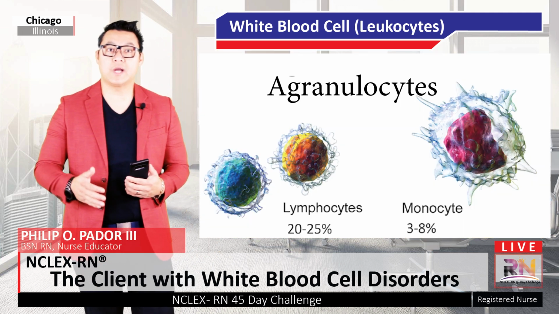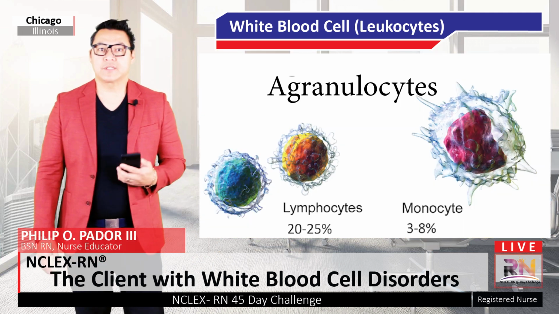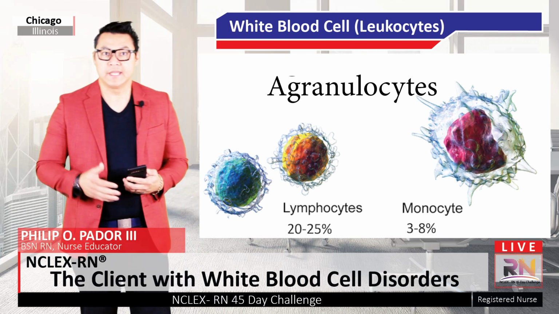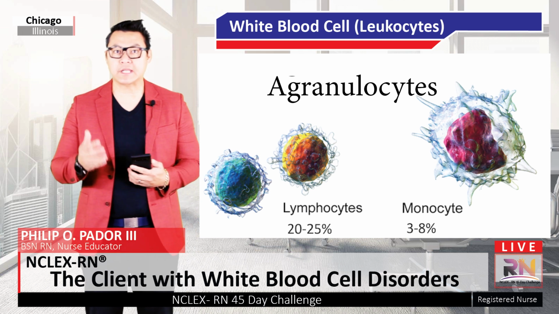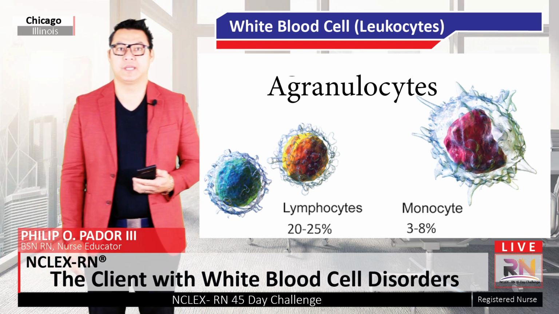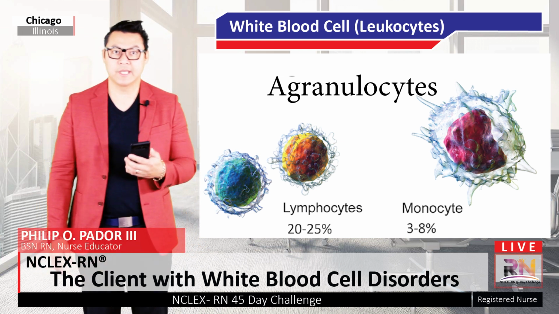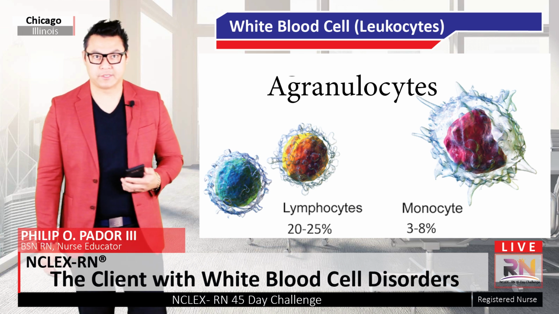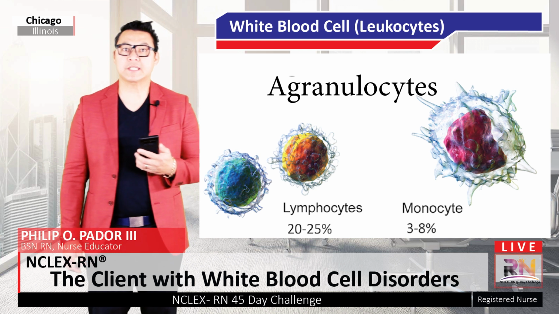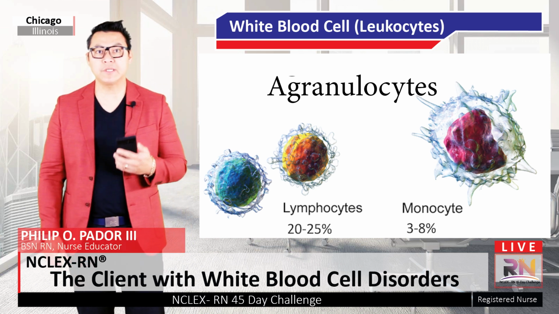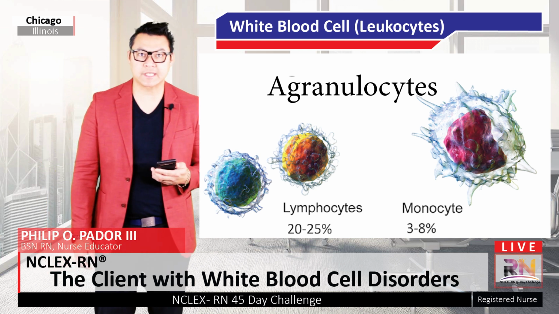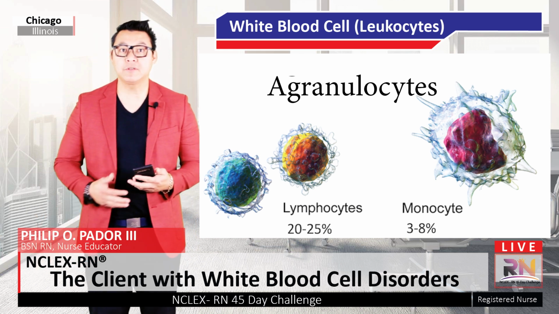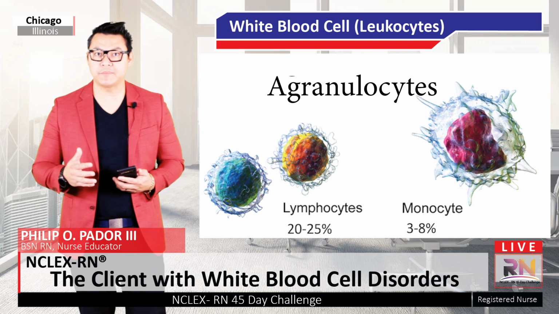Now let's move on to the agranulocytes. So the big distinction between granulocytes and agranulocytes is that the agranulocytes don't have those vesicles, those granules, and they also have a spherical or kidney-shaped nucleus. So these are two main differences between the agranulocytes and granulocytes that we might see on the microscope.